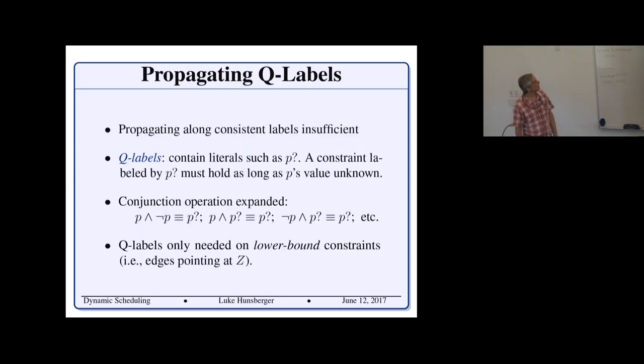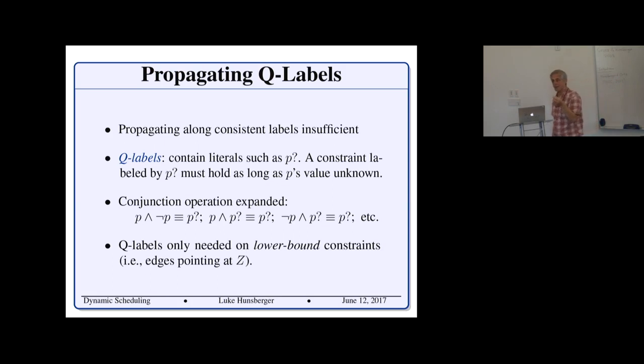Now, with these Q labels, basically, when you see a P on an edge, what it means is if P is known to be true or has not yet been observed, then this constraint has to be satisfied.